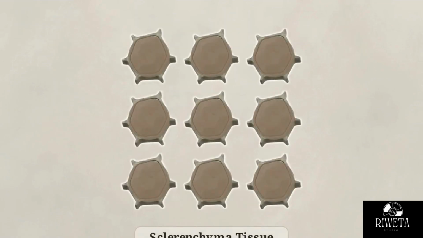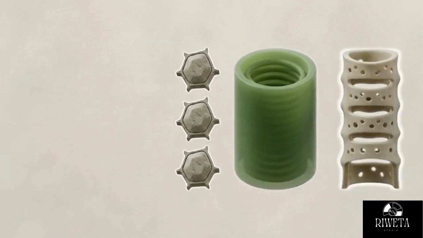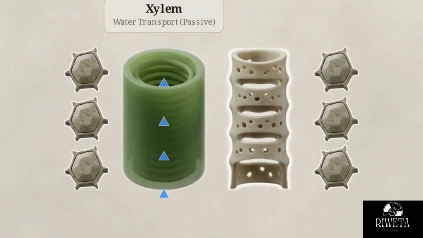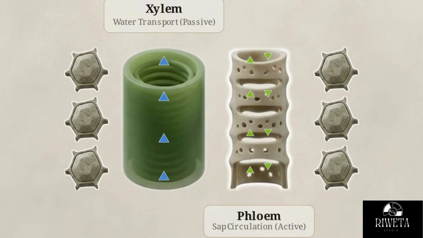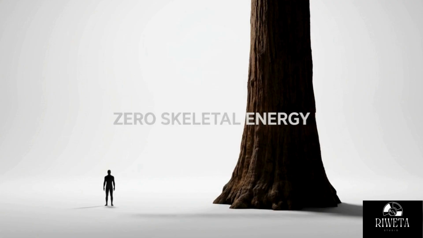To achieve massive height, plants create sclerenchyma. These cells develop thick, lignin-reinforced walls and die, leaving a rigid, hollow structure. This strategy continues in the vascular system. Xylem forms rigid pipes for water transport, while living phloem columns circulate sap. By utilizing dead, low-energy tissues for structural columns in water pipes, a plant can grow to a massive scale without the energy cost of maintaining a living structural skeleton.